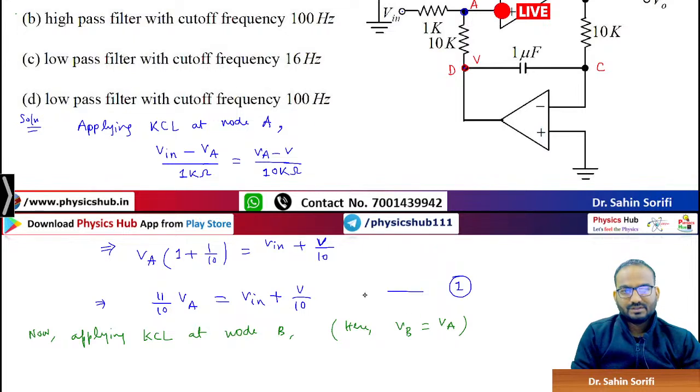Step 2, this one. We have just taken Va common, no? Va times 1 by 10, and this is 1 by 1 is 1, so 1 plus 1 by 10. Vin by 1 is Vin, and this is minus V by 10 going on the other side, so it becomes plus V by 10. Just we have taken Va common.